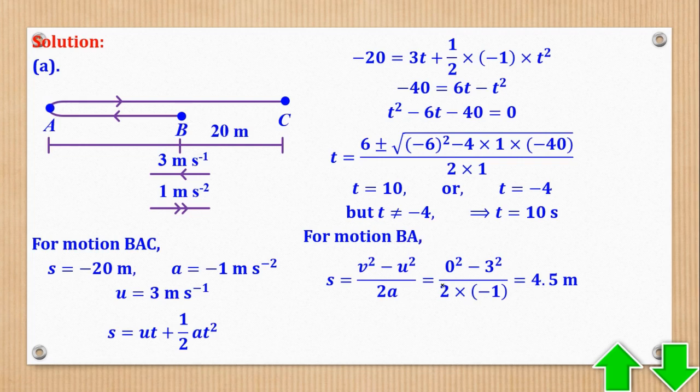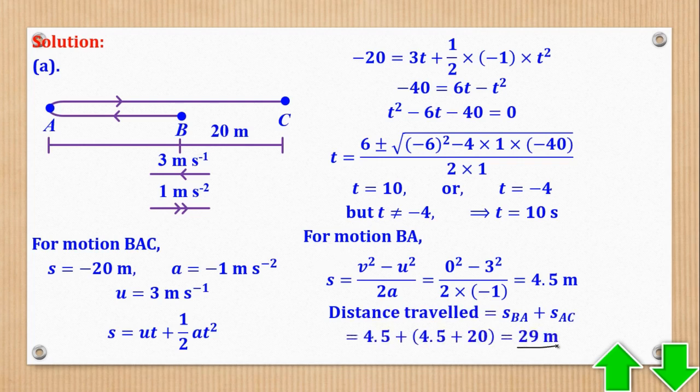Okay, now there is what we call displacement. This was displacement, but now they want distance covered. So distance covered, it first moved from B to A, which is 4.5, then A to B, which is another 4.5, and B to C, which is 20. So you have to add all those distances to give you 29. So that was part A.